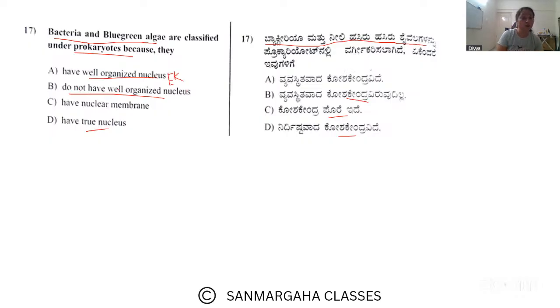But they do not have a well-defined organ, that is a well-defined nucleus. That is a prokaryotic characteristic, they do not have a well-organized nucleus. So our option will be option B. There is no well-organized nucleus. So this is the main reason for which bacteria and blue-green algae are classified under prokaryotes. Okay, so let's move on to the next slide.